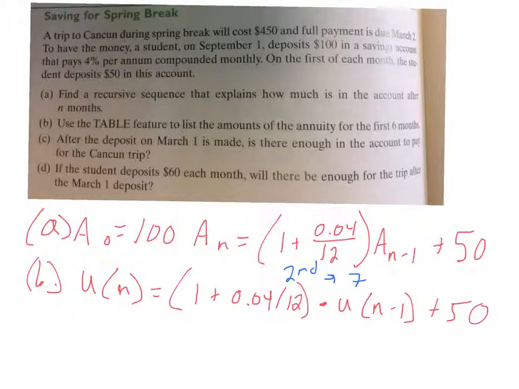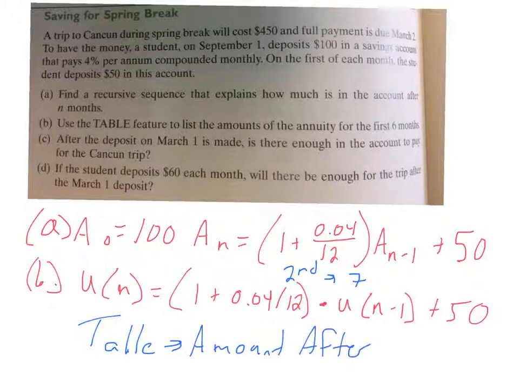That's what it's going to look like in your calculator, and then you should be able to get a table of values for the amount each month. The table will show you the amount that you have after each month. And the question is, after the deposit, so we can answer part C using the information in that table.